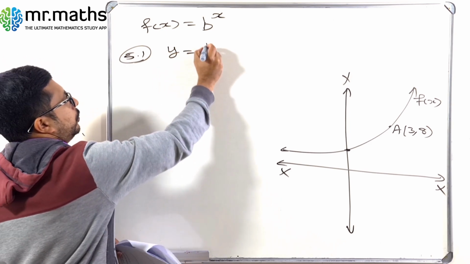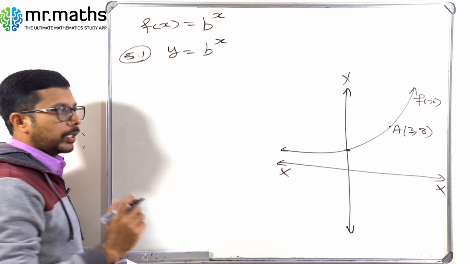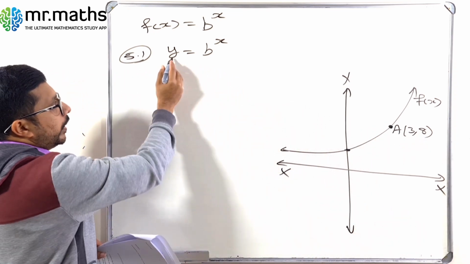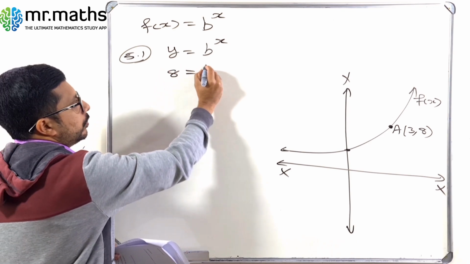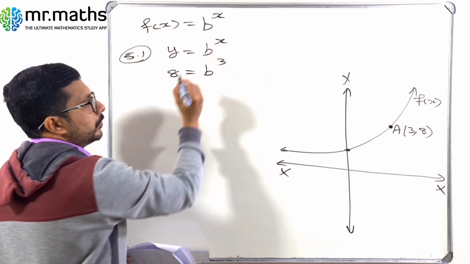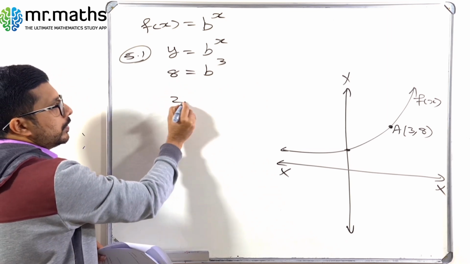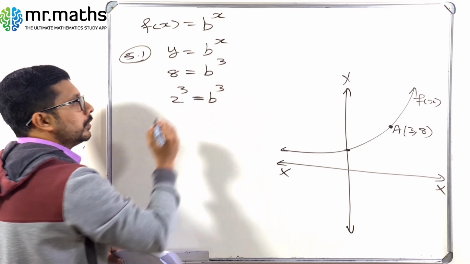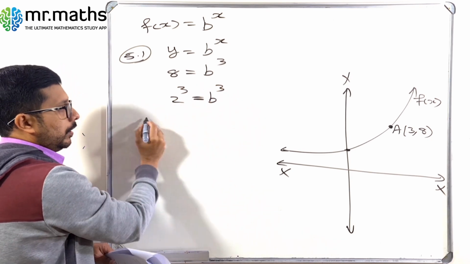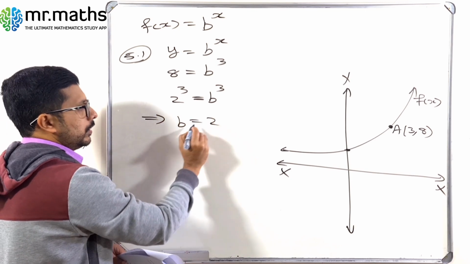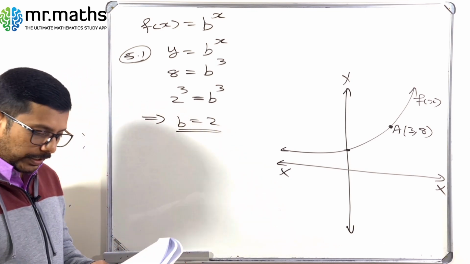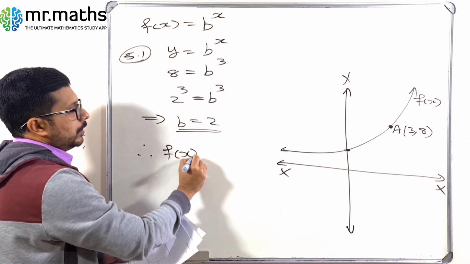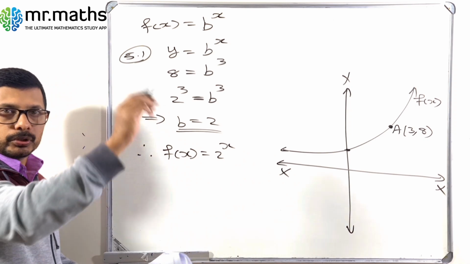So y is equal to b raised to x. We know one point on the graph, that is (3, 8). So we can substitute those x and y values. y is 8, which is equal to b raised to x. What is x? 3. So this 8 we can write as 2 raised to 3, equal to b raised to 3. Since the exponents are the same, the bases are also the same. So the value of b is 2. Therefore, f of x is equal to 2 raised to x. That is the equation of that graph.